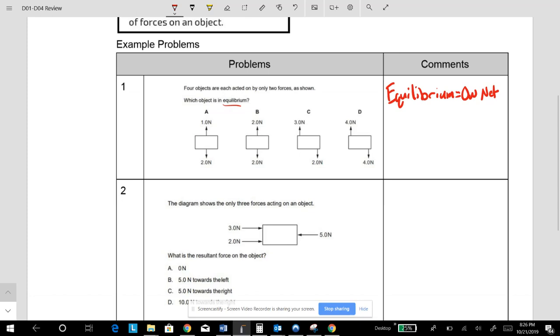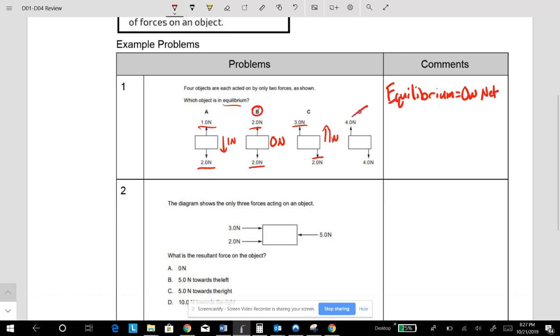So let's take a look at A. I have 1 newton to the top and 2 newtons to the bottom, which means I have an unbalanced force, which means my net force will be down by 1 newton. With B, I have 2 newtons going up and 2 newtons going down. So these forces are balanced, and that should account for a 0 newton net force. So my answer for this question will actually be B. The reason it would not be C is because C has 3 newtons up, 2 newtons down, and so my net force would be 1 newton up.